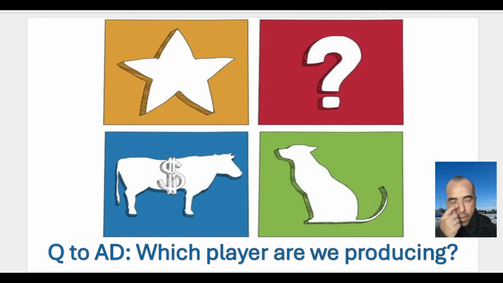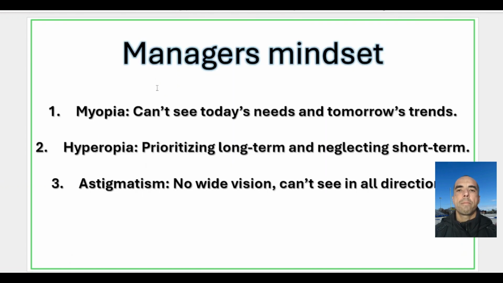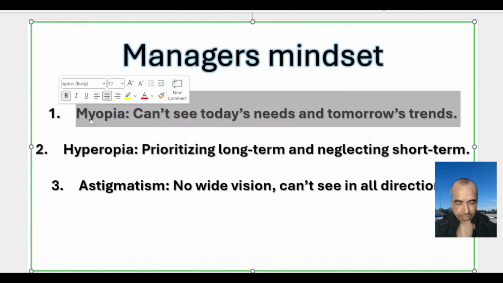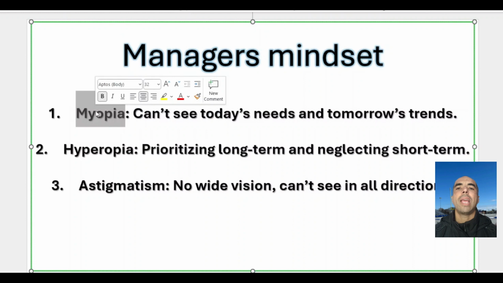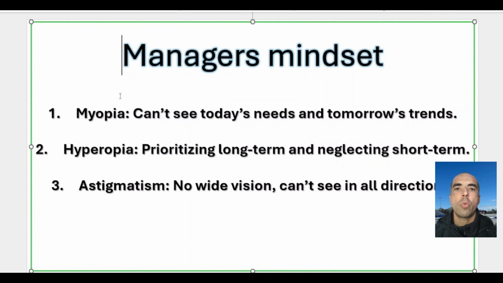So that's my opinion. I'd like to share with you guys about it. So, managers' mindset right here. I want to talk about 3 types of problematic managers. First one, managers with myopia. These guys cannot see today's needs and tomorrow's trends.